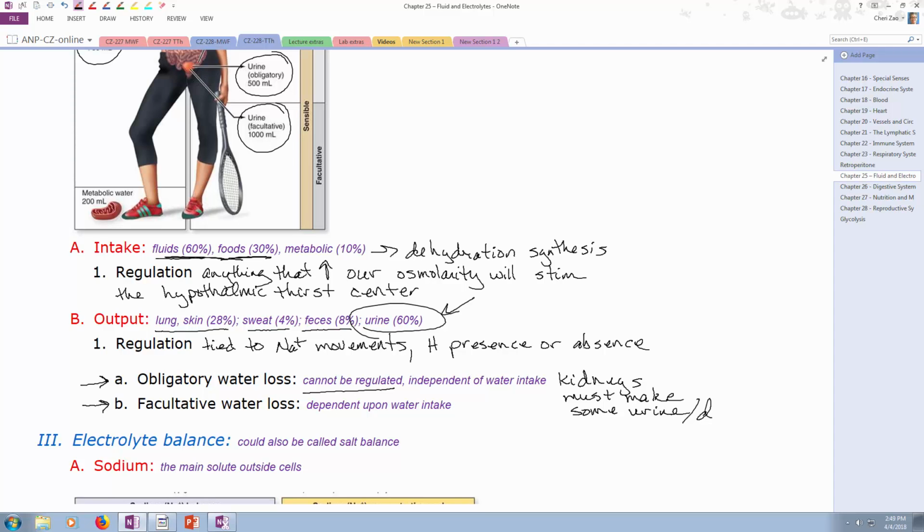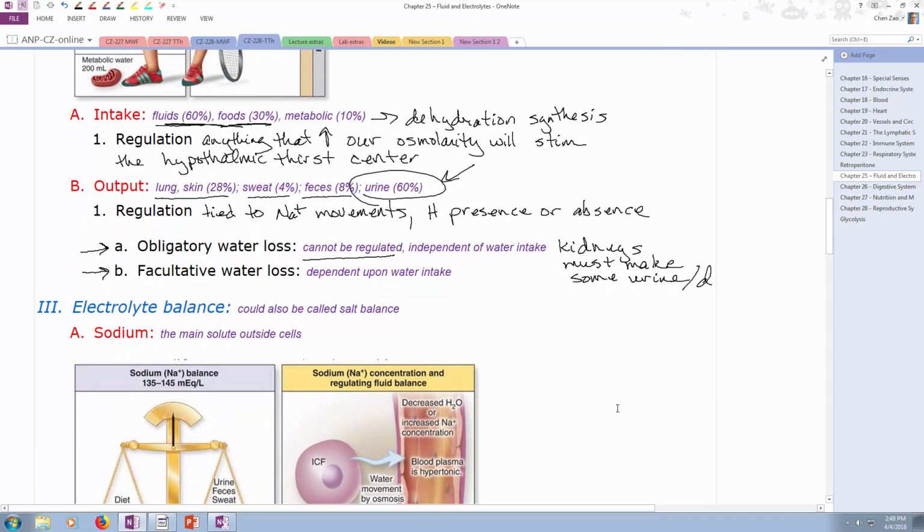Now, the facultative water loss is going to be dependent upon our water intake. And so if you're drinking a whole bunch of water, if you're drinking 8 glasses a day, you're going to have a lot more urine formation than if you're drinking just a couple of glasses a day or a cup of coffee or 2 a day.